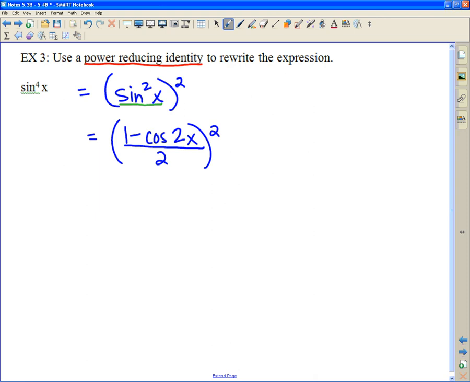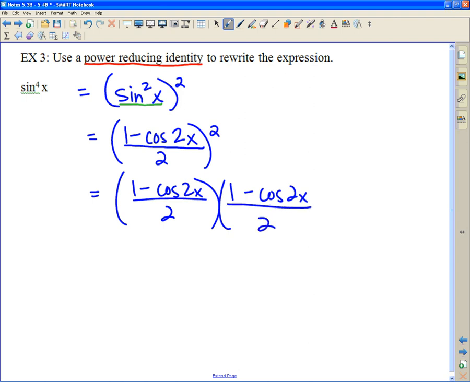Now, what would we do with that? If we were in calculus, we would need to simplify it. So that means we take 1 minus the cosine of 2x divided by 2, and we multiply it by itself. And what's going to happen is this answer is not going to feel simplified to you, but it's a good tool for you guys to have as you move on. First, 1 times 1 is 1. Outside is a negative cosine of 2x. Inside, 1 times negative cosine of 2x. And last, a negative cosine of 2x and a negative cosine of 2x is a positive cosine squared of 2x.